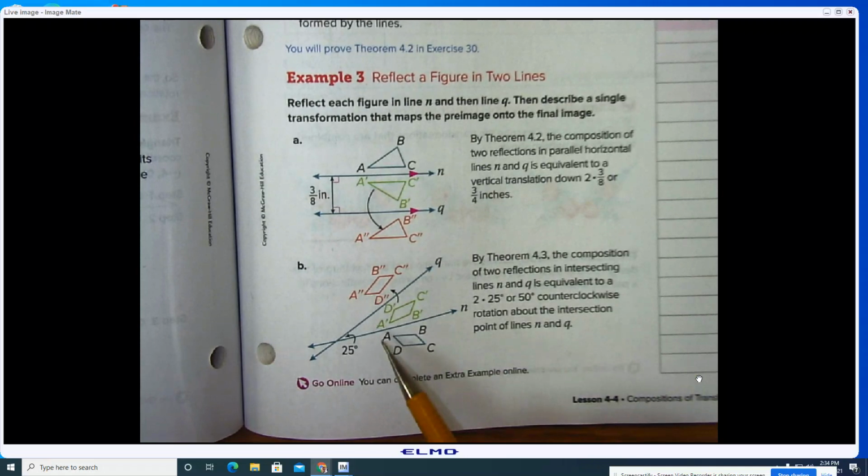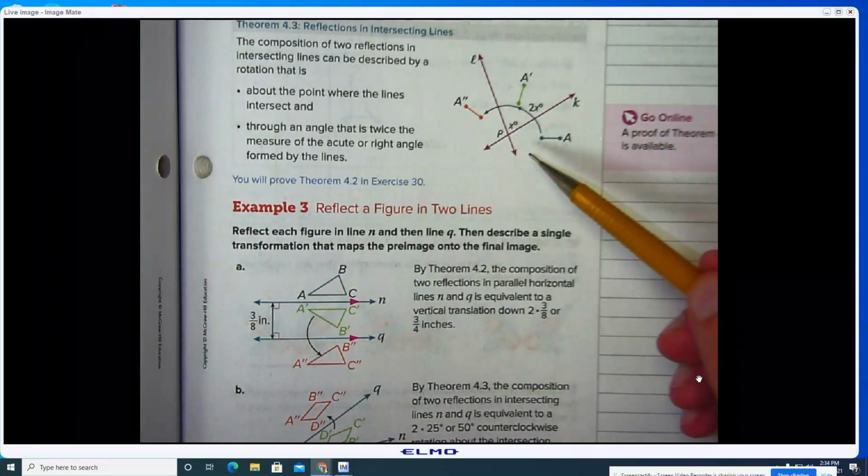Example 3 is just going over a few examples of that situation. A would be the first example of this one. You can take a look. And B is our example from the second one.